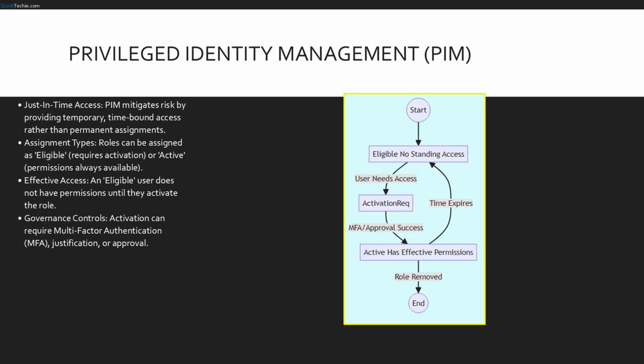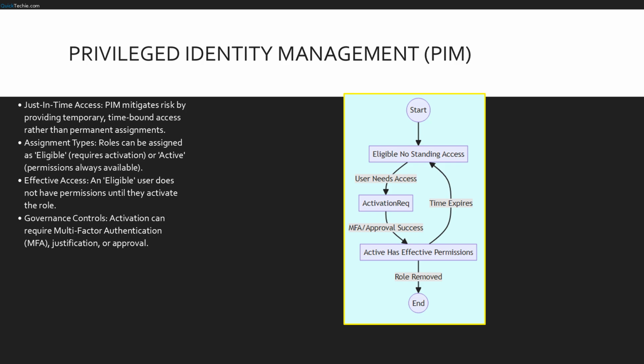When evaluating permissions, we must account for privileged identity management, or PIM. As stated in the first bullet, PIM moves us away from permanent access to just-in-time access. The second bullet introduces a critical distinction: active assignments versus eligible assignments. This impacts your evaluation significantly. As noted in the third bullet, a user with an eligible assignment does not effectively have standing permissions. They must perform an action to get them. Finally, PIM adds governance layers, requiring MFA or approval before those effective permissions are generated for a limited time window.